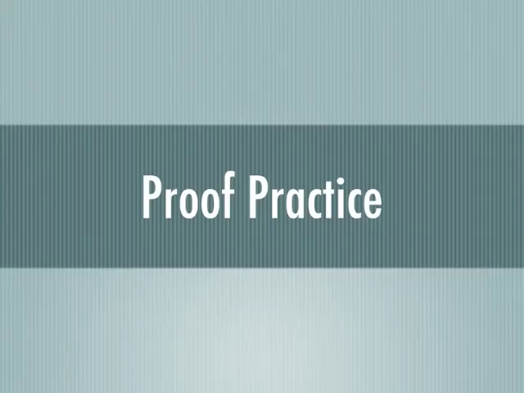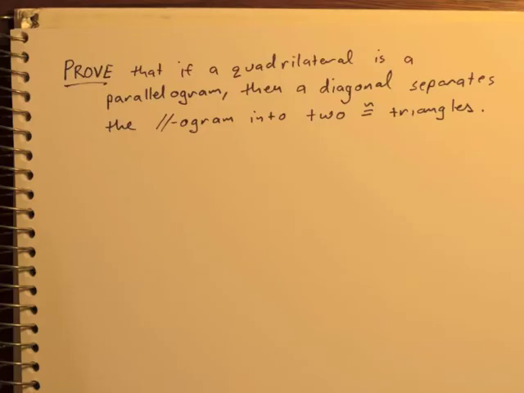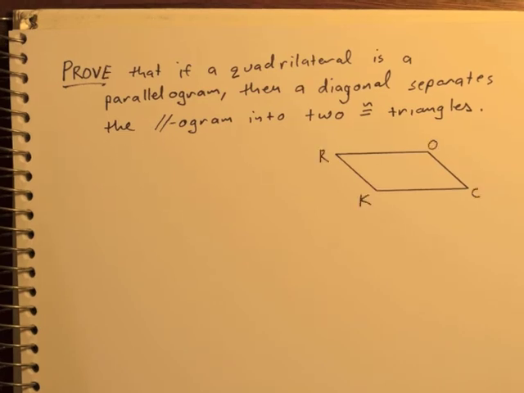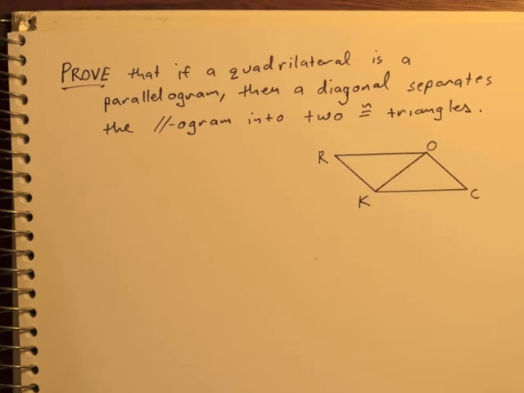Now let's take a couple of proof practice problems. So first, prove that if a quadrilateral is a parallelogram, then a diagonal separates the parallelogram into 2 congruent triangles. So let's start off with the diagram. We know the if part of this sentence says if we have a parallelogram, then a diagonal, so we want to prove, let's call this ROCK, we want to prove that that diagonal creates 2 congruent triangles.